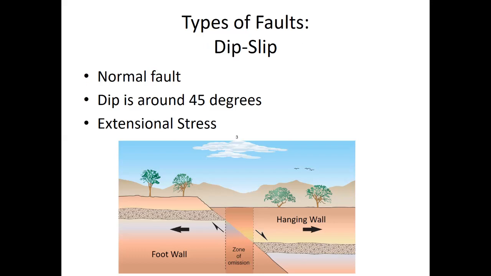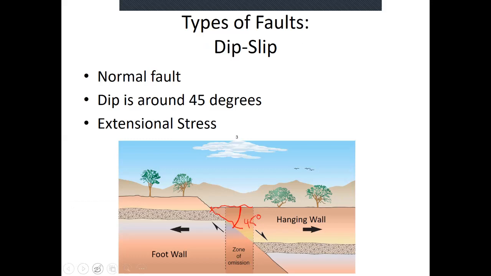So first we're going to look at dip slip faults. There are two types of dip slip faults. The first one is normal faults. For most dip slip faults, the dip angle is 45 degrees. So if I draw, sorry, it's hard to draw a straight line, this angle here between the surface and the fault plane is 45 degrees. So that's the dip angle. Most dip slip faults have a dip angle of around 45 degrees. All right. So normal faults are the result of extensional stress.